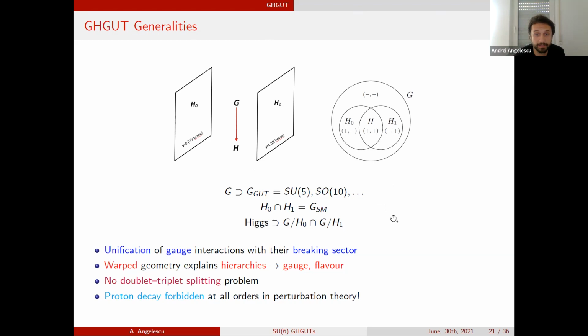You can also leverage the warped geometry to explain hierarchies here, such as the gauge and the flavour hierarchy. As I mentioned in the introduction, you don't have any doublet-triplet splitting problem in this model, just because the SU(5) part of the Higgs is going to be also kind of light, as we're going to see. And maybe perhaps most strikingly, in such models, proton decay is forbidden at all orders in perturbation theory. So this is something completely new and completely different from ordinary 4D GHGUTs. And I'll come back to that later.